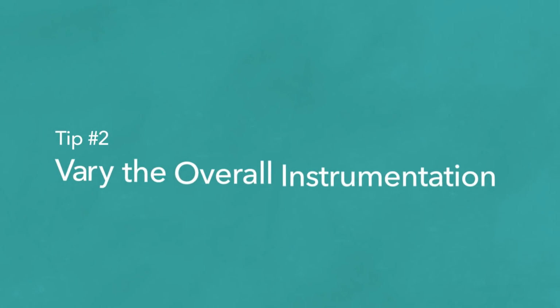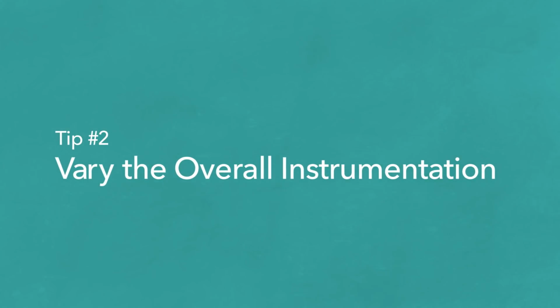Tip number 2, vary the overall instrumentation. Again, this is one of the greatest strengths of the orchestra. There may be 80 players in an orchestra. We can have them all playing at once, which would be a very loud, large statement. By contrast, we could have just one player playing. It could be a low register flute solo, and then we have a very soft dynamic.